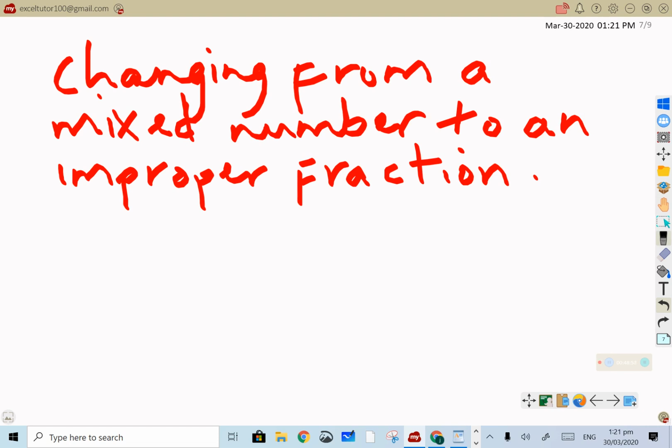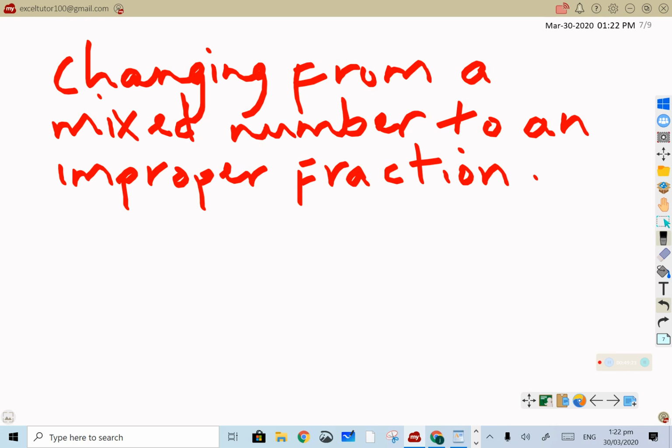Today would have been your day to do maths, to spend in class with Miss, and we're going over fractions. So you could listen to it and then play it over again. Make sure that you understand the topic clearly. So we're changing from a mixed number to an improper fraction. So we're going to do the opposite now.